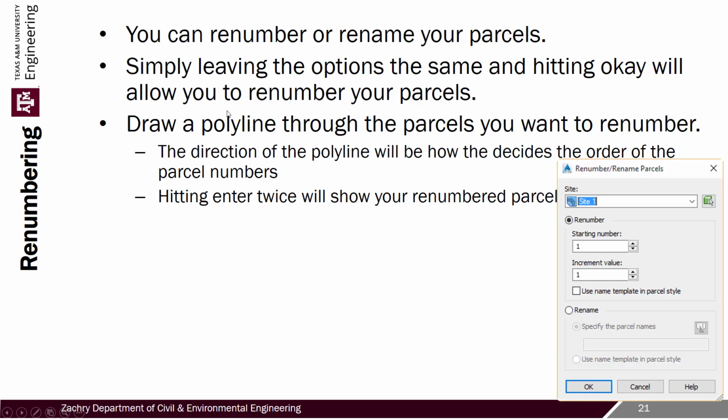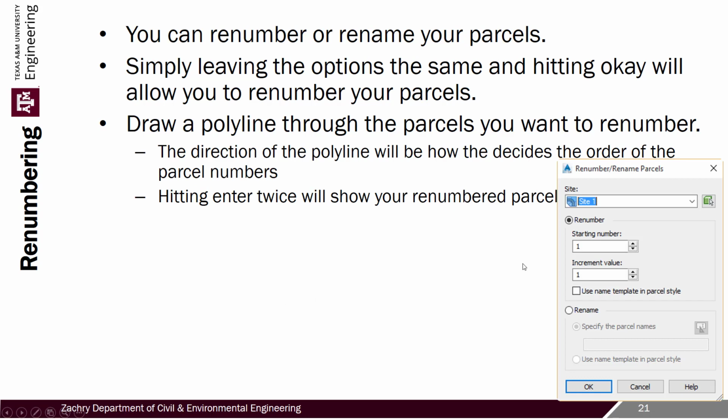The way that you end up doing this is you'll come in and take your property, and once you input this number and hit OK, it's actually going to ask you to draw a line. How the line proceeds through the parcels is how it's going to rename. So if your line starts to the east and then goes to the west, then the numbers will go from the east to the west in whatever increment you pick.